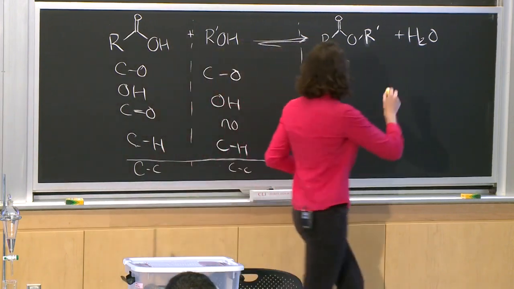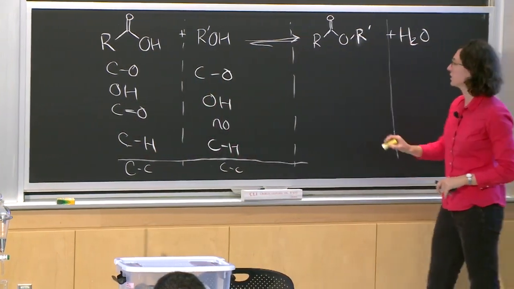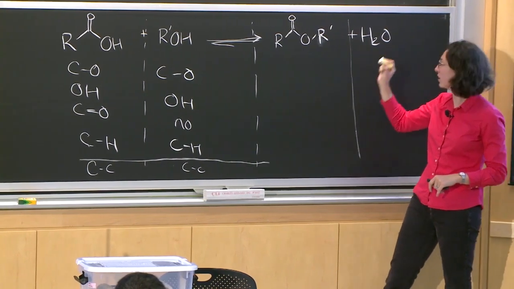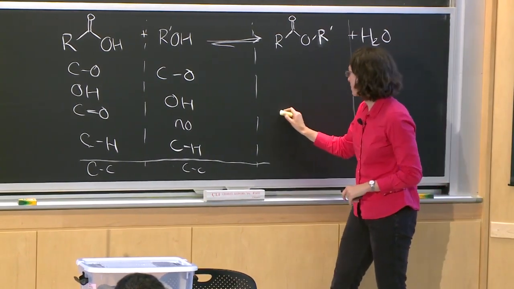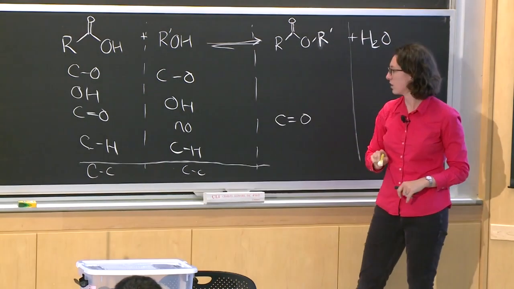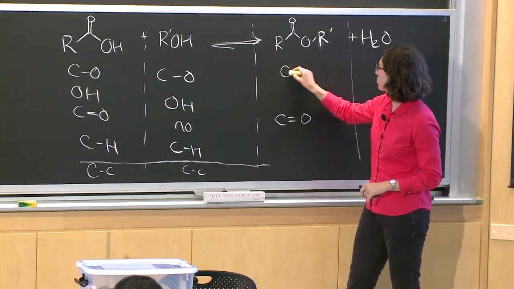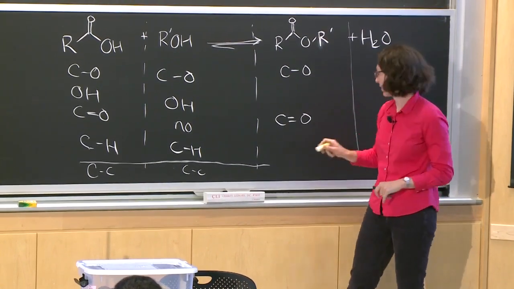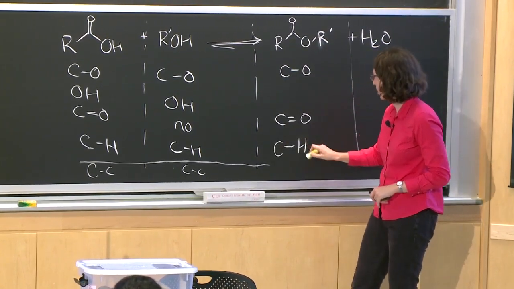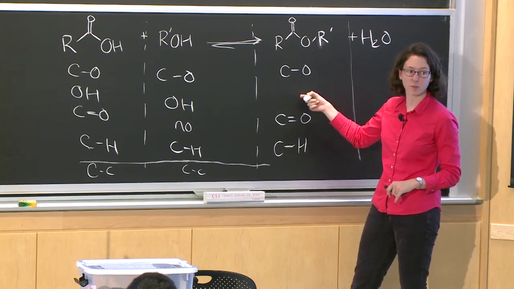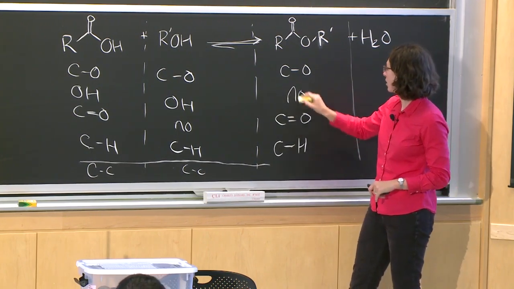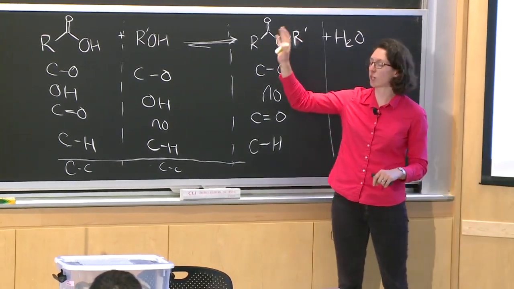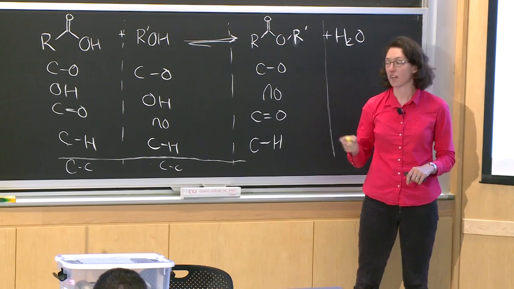So now if we look at our product, what do we expect to be in our product? Assuming we don't have any water because we've done our distillation and our extractions very well, we have a C double bond O, a C single bond O, CH. Do we have an OH? So what are we going to look for in our IR to tell if we still have starting material in there or not? OH and C double bond.